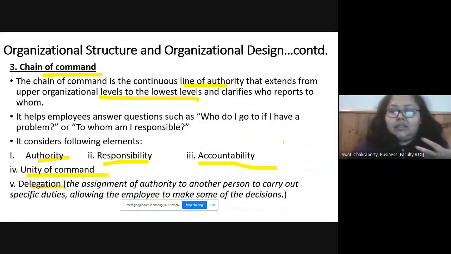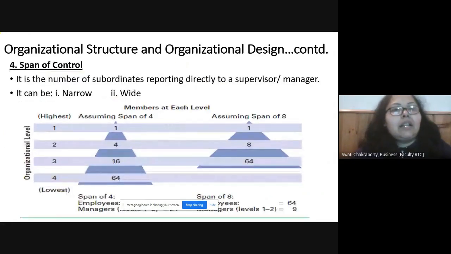Okay, next comes span of control. Span of control is basically talking about the number of people who are directly below me, who report to me, if I am the supervisor or the manager.